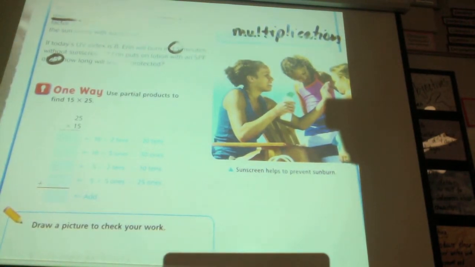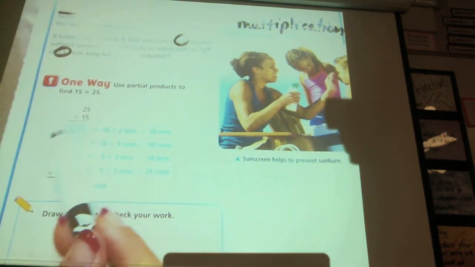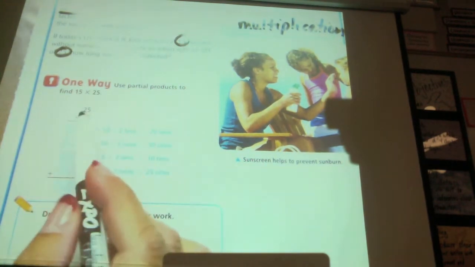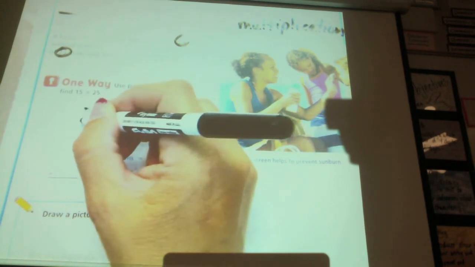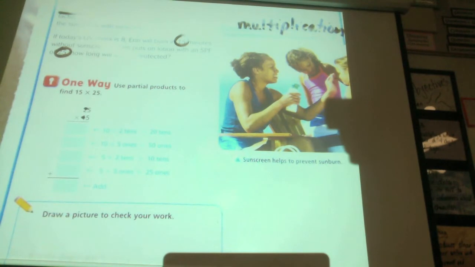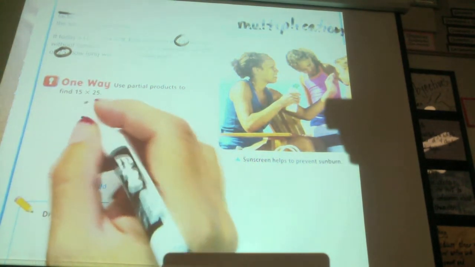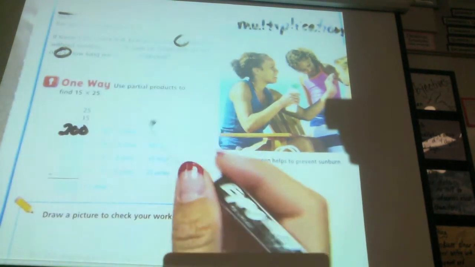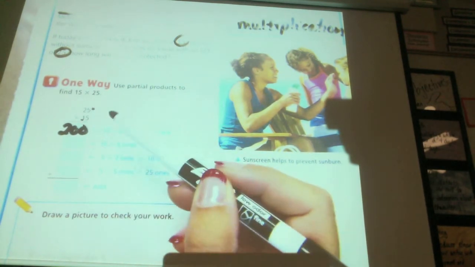We're going to do it 2 different ways here. We're going to try, what does it look like? What method does it look like they're going to be doing here? Partial product. So the first things we're going to be multiplying are the tens. 20 and 10. Multiply 20 times 10, and raise your hand when you know what that is. Okay, what is 20 times 10? 200.